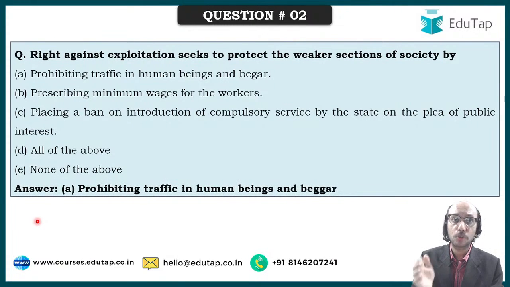Why? Because via Articles 23 and 24, what we have done is that the prohibition of traffic in human beings and begar has been done. And for Article 24, we say that children will not be employed in factories, right, against exploitation. So keep this in mind. The answer to the second question is A, and many of you are giving it right. So that is very good.